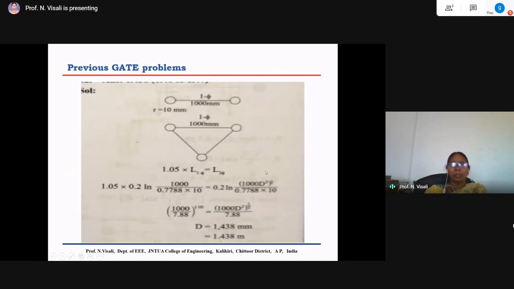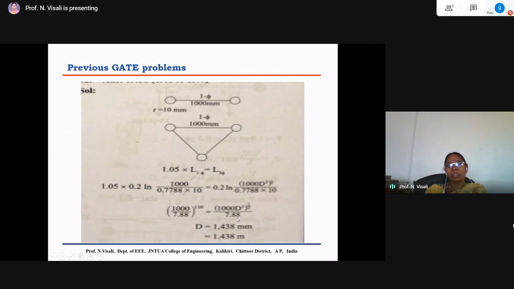So we have added some conductors. This type of connection will have the inductance, considering the GMD of this type of connection. Instead of D, we will consider that GMD. Once you calculate the GMD, then we can substitute into this equation, and with this equation we can get the value of D. This is a simple problem, but you have to understand.